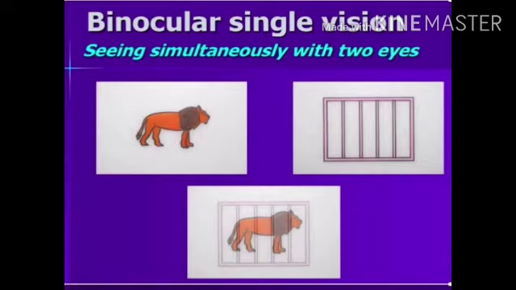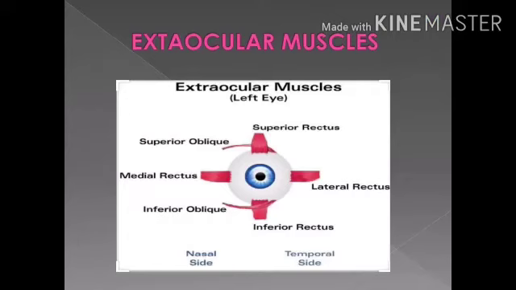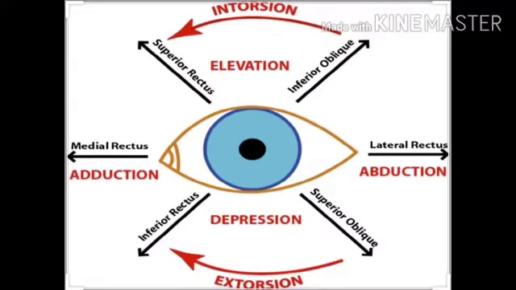Then we discuss the extraocular muscles. There are 6 extraocular muscles: medial rectus, lateral rectus, superior rectus, inferior rectus, superior oblique and inferior oblique. Now we discuss the nerve supply and the functions of these muscles.